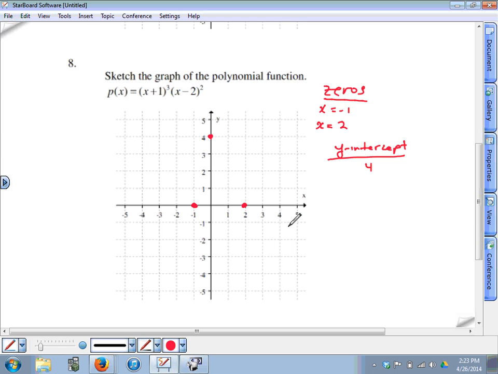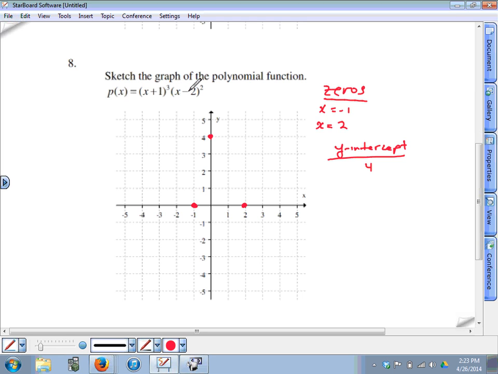Now another thing you're going to want to consider is the degree of the polynomial to get the correct end behavior, because polynomial end behavior either acts like a parabola where both ends are going up in the same direction or down in the same direction, or a polynomial graph would resemble an x to the third type graph where the end behaviors are going in opposite directions. So we need to determine the degree of this.